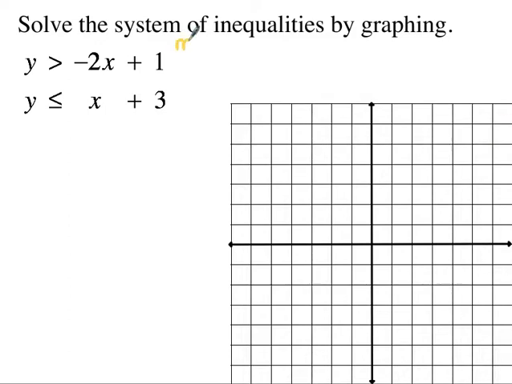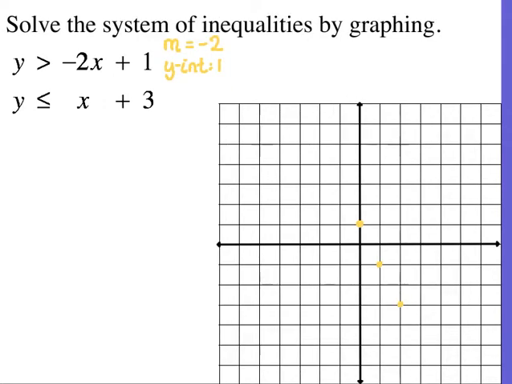What's my slope here? -2. What's my y-intercept? 1. So I'm going to put a dot at 1. And a slope of -2 means you're going to do what? Down 2 over 1. Down 2 over 1. What type of line am I going to use? Solid or dashed? Dashed. Okay.